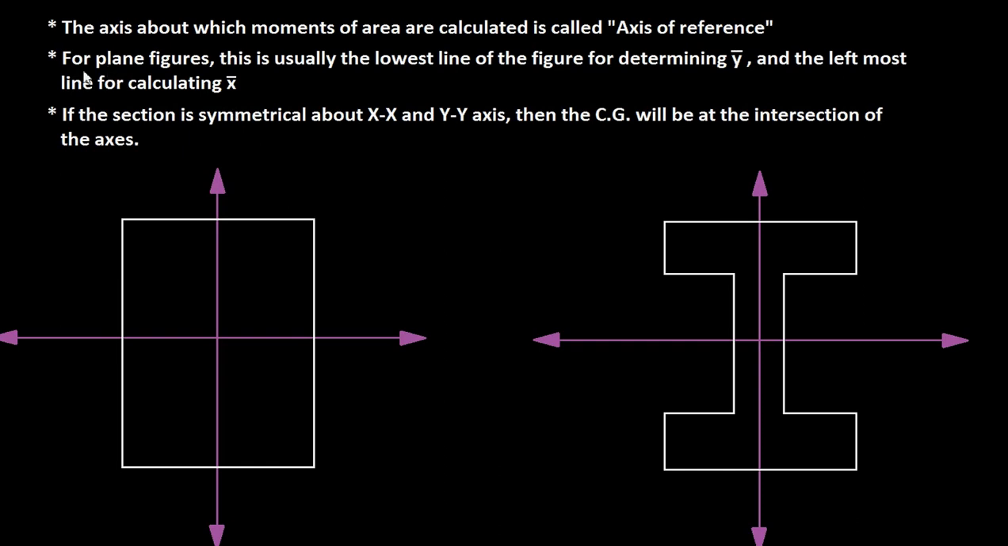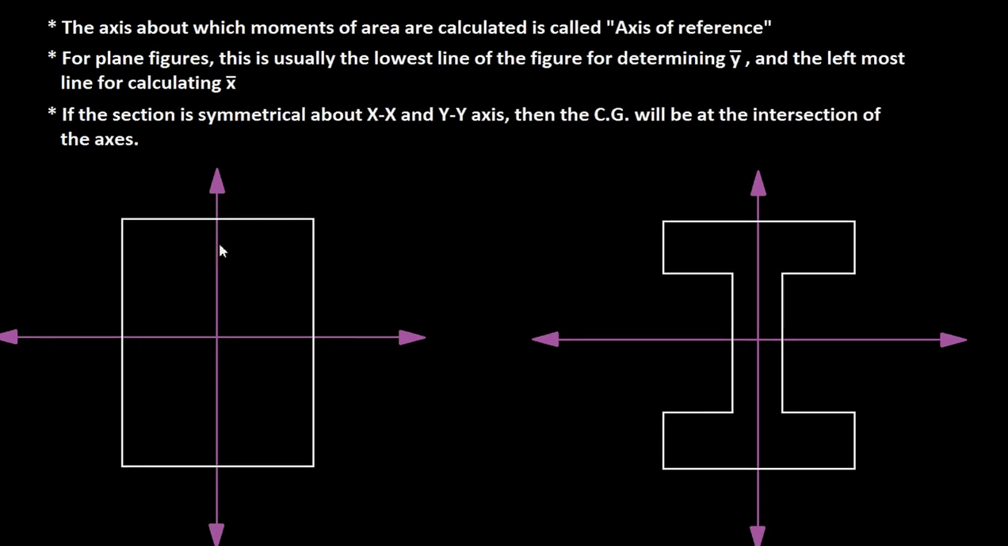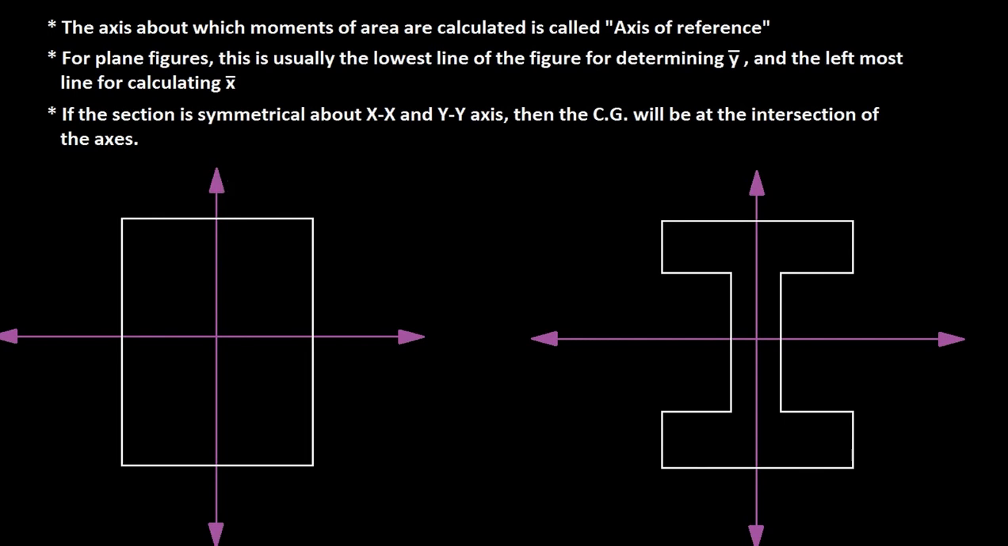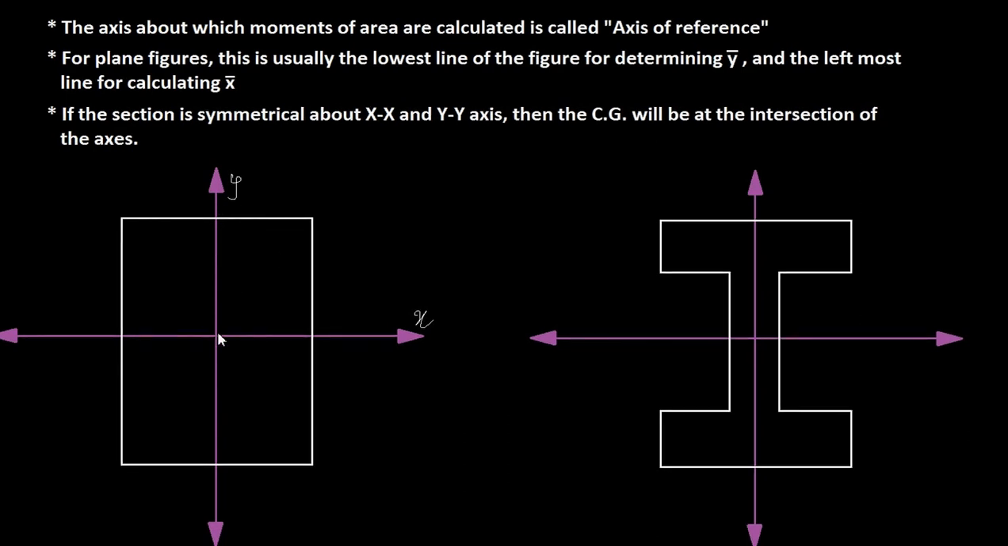For plane figures, this is usually the lowest line of the figure for determining y bar and the leftmost for x bar. One more thing: if the section is symmetrical about the x or y axis, then the CG will be at the intersection of the axes. Let's call this x, and let's call this y. You can see this figure is symmetrical to x and y axis, and therefore the CG will be at the intersection of these two axes.